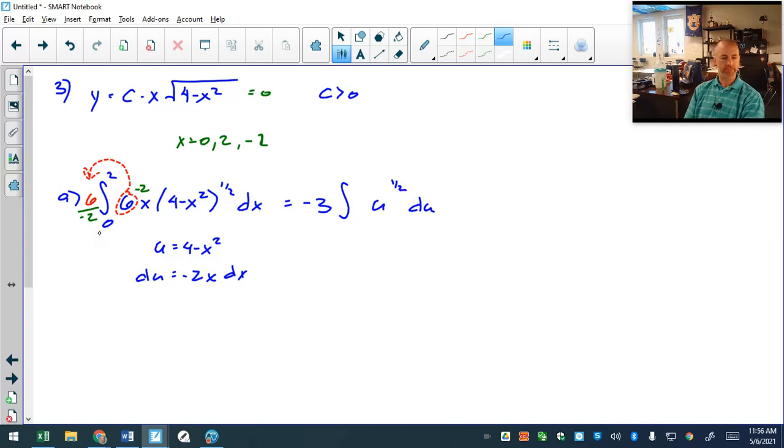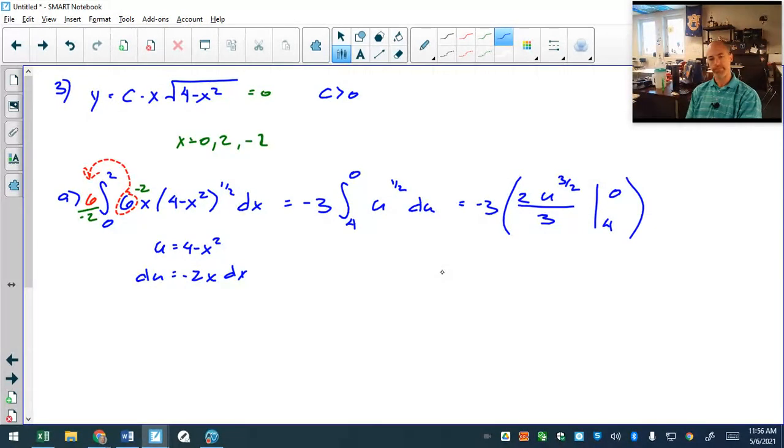I'm going to convert my limits of integration as well. If x is 0, 4 minus 0 squared is 4. And if x is 2, 4 minus 2 squared is 0. I can finish the problem without going back to x's. So the negative 3, I'm going to ignore. U to the 1/2 becomes u to the 3/2 divided by 3/2, and I'll evaluate that from 4 to 0. I get negative 3 times 2/3 of 0 to the 3/2 minus 2/3 of 4 to the 3/2.